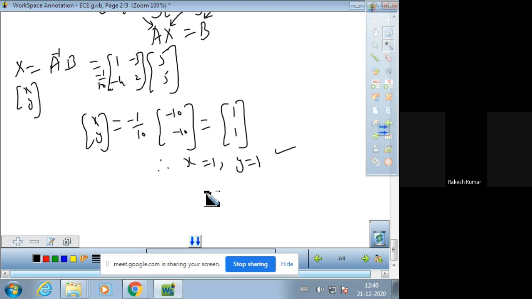The same method may also be repeated for finding the solution of a system of three equations. So I stop my class here.